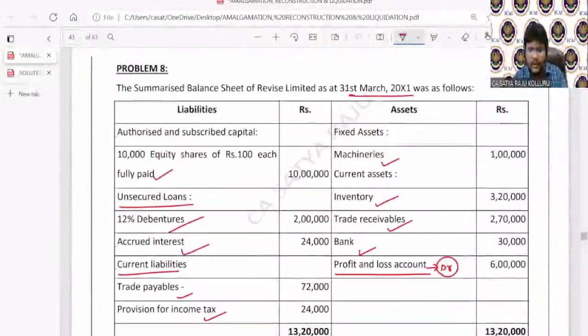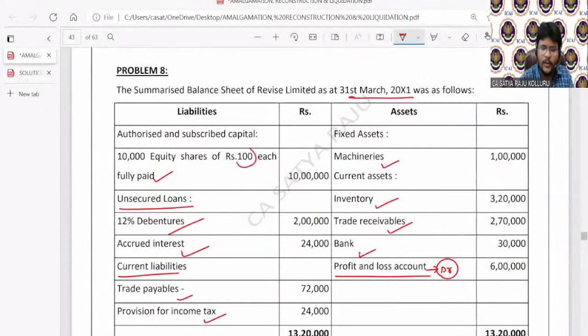If you observe, the equity shares are at the rate of 100 rupees each. If each share is subdivided into 10, then 10,000 into 10 will become 1 lakh equity shares. 1 lakh into 10 rupees will become 10 lakhs. So equity share capital account at 100 face value, amount 10 lakh, to equity share capital at 10 rupees face value, amount 10 lakh. That is the entry.